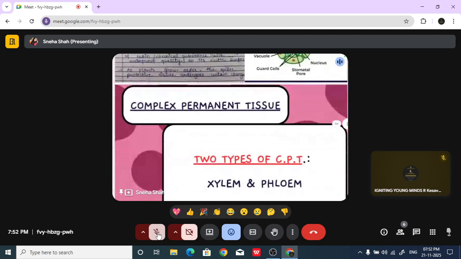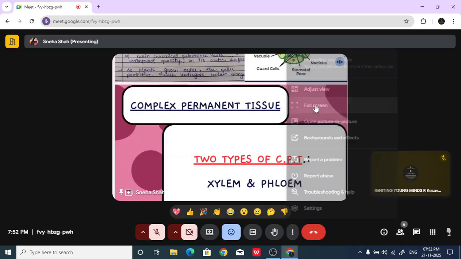Moving on with complex permanent tissues. See, the permanent tissues in plants are basically those tissues which have a very specific function to perform. And there are two types of permanent tissues. One is simple, another is complex. In simple permanent tissues, we have already understood about parenchyma, collenchyma, and sclerenchyma. In complex permanent tissues, we have two types, which is xylem and phloem.